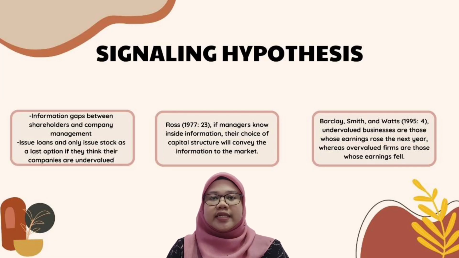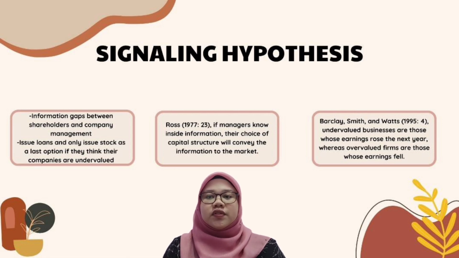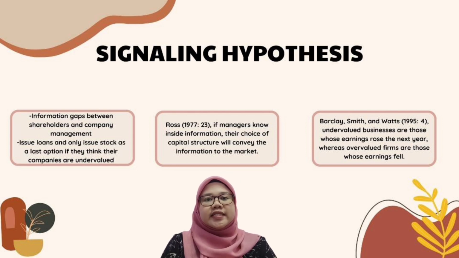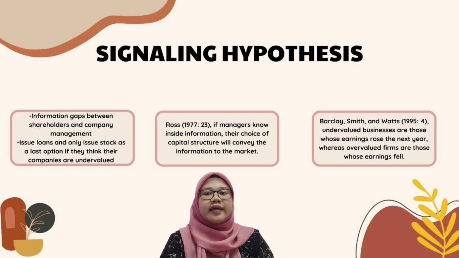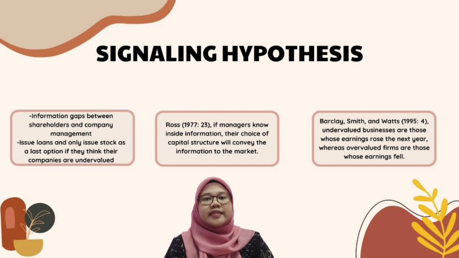Information gaps between shareholders and company management give rise to the signaling theory. Managers will initially issue loans and only issue stock as a last option if they think their companies are undervalued. The signaling hypothesis was initially proposed by Ross, who claims that if managers know inside information, their choice of capital structure will convey the information to the market. According to Barclay, Smith and Watts, undervalued businesses are those whose earnings rose the next year, whereas overvalued firms are those whose earnings fell. They discovered a very weak statistically significant correlation between leverage and unexpected profits.